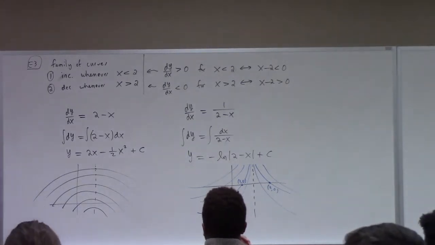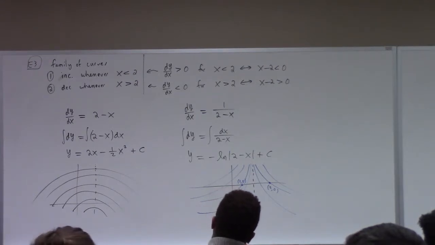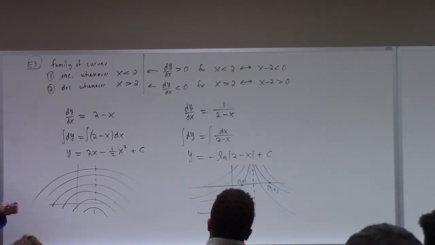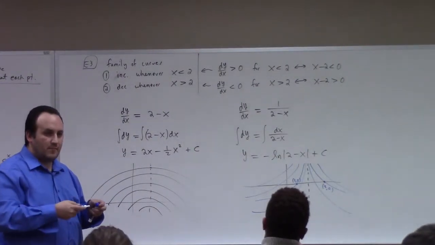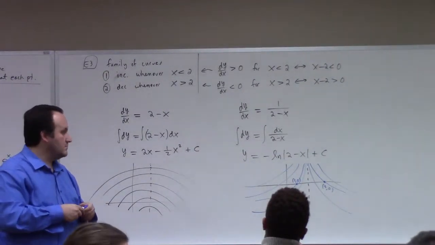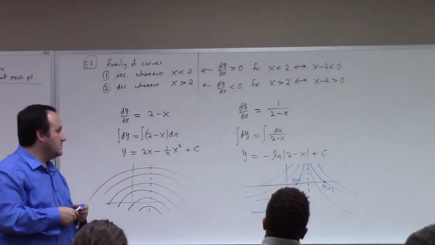Anyway, do you guys see the idea? If you want some geometric data, if you know something you want about your slope, you can set dy/dx equal to that, and you can maybe find a family of curves which has that feature. Yeah. I actually missed why you put dy/dx equal to 1 over 2 minus x.